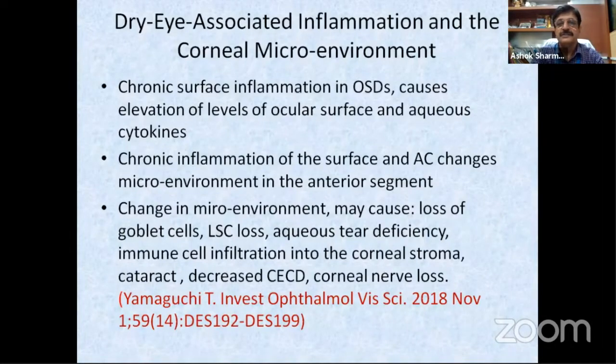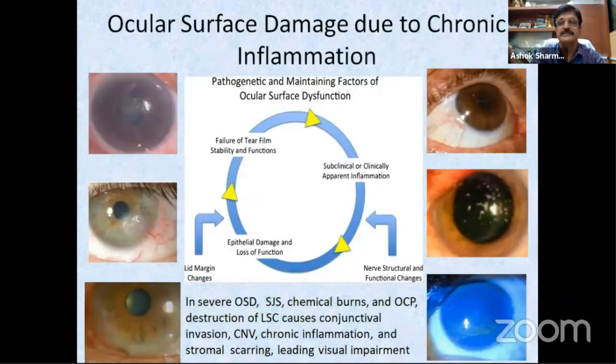Surprisingly, ocular surface inflammation not only causes damage on the ocular surface, but it also increases the cytokine levels in the aqueous, which can result in cataract formation, glaucoma, or even damage to the endothelial cells. In the beginning, the ocular surface inflammation is there, but the ocular surface may be normal. But with persistence of the inflammation, it can cause SPK, persistent epithelial defects, limbal stem cell deficiency, and then even keratinization.